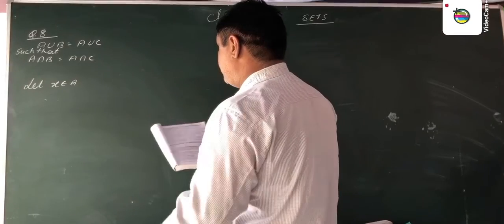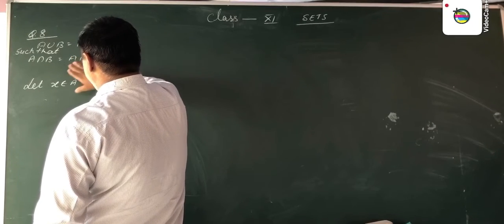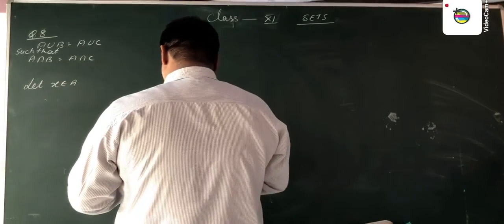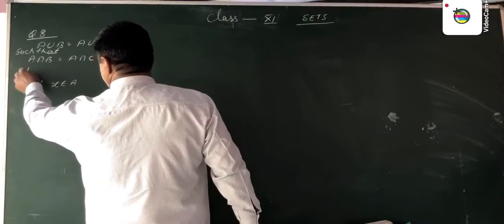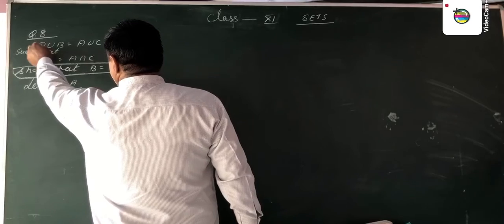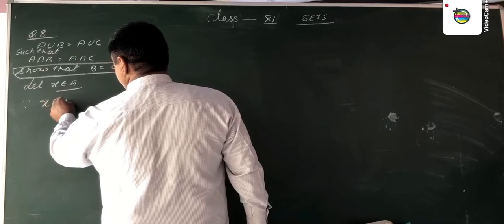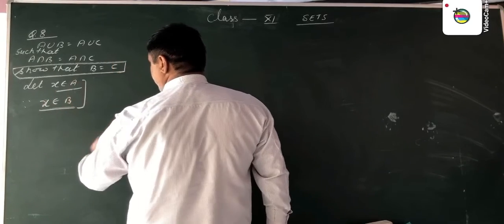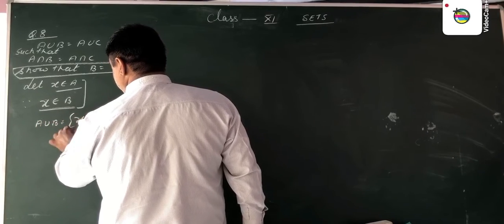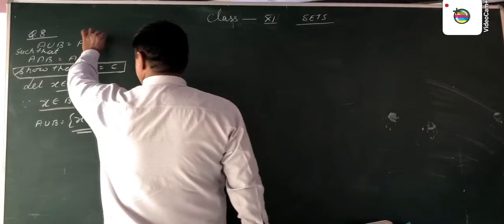Hence, suppose A union B is equal to A union C, and A intersection B is equal to A intersection C. Then we show that B equals C. Take x belonging to A union B, and x also belongs to B. So in A union B, x is the common element. It means x.